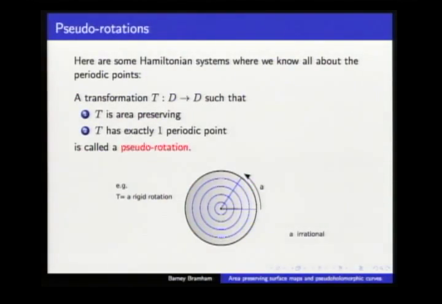So we're talking about systems that have a single fixed point at the origin of the disk and no other periodic points. Okay. And this is called a pseudo-rotation. If you prefer closed manifolds, you could think of the two-sphere and just having two fixed points at the north and the south pole and no other periodic points.